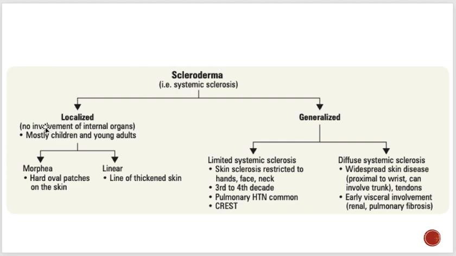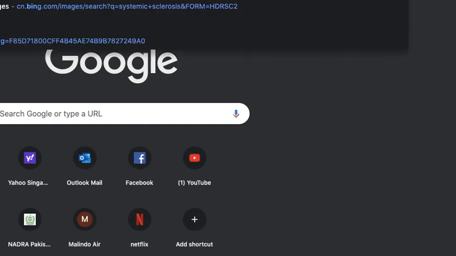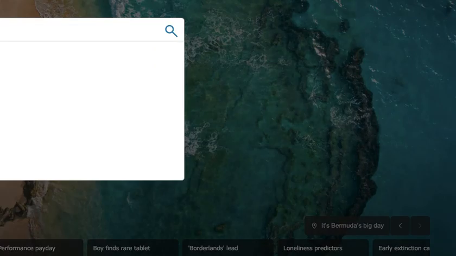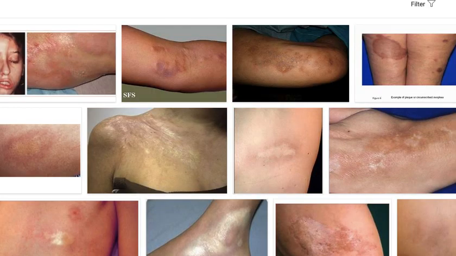Now, when it is localized, there is no involvement of internal organs. It is mostly children and young adults who get this kind, and it is limited to the skin, for example, morphea or linear localized scleroderma. Now, what is morphea? I did not include anything in the slide, but I'm going to show you all these photographs.